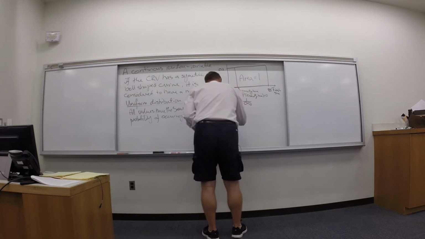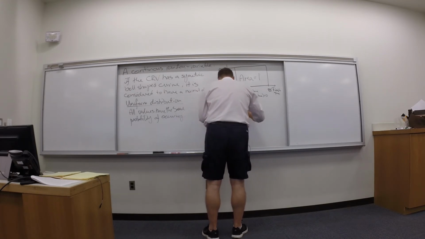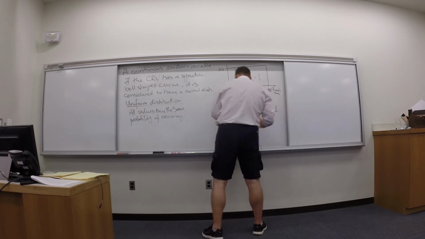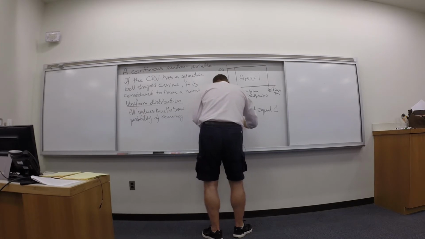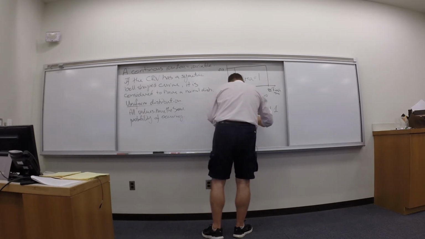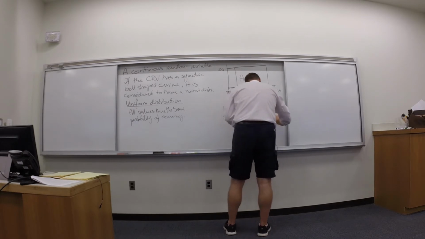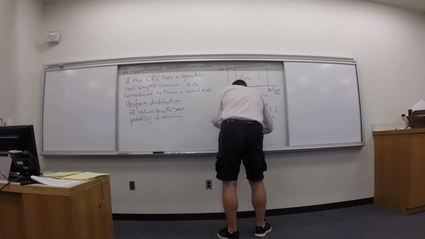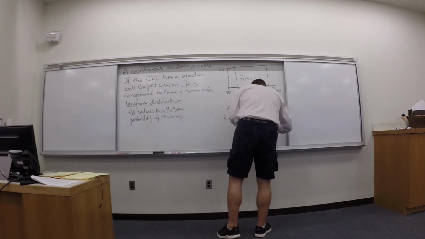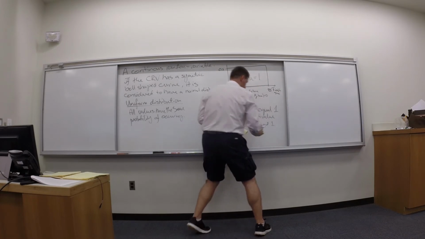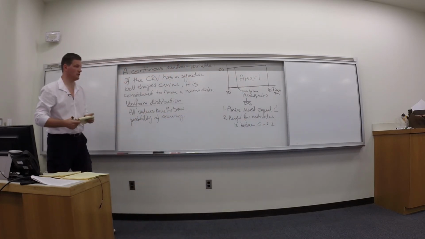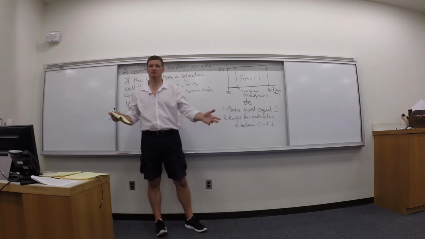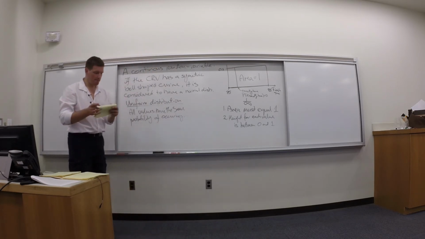So what I said here is, one, area must equal 1, and two, the height for each value must be somewhere between 0 and 1. Each value cannot have more than a 100% chance of happening. Okay, so we have this.